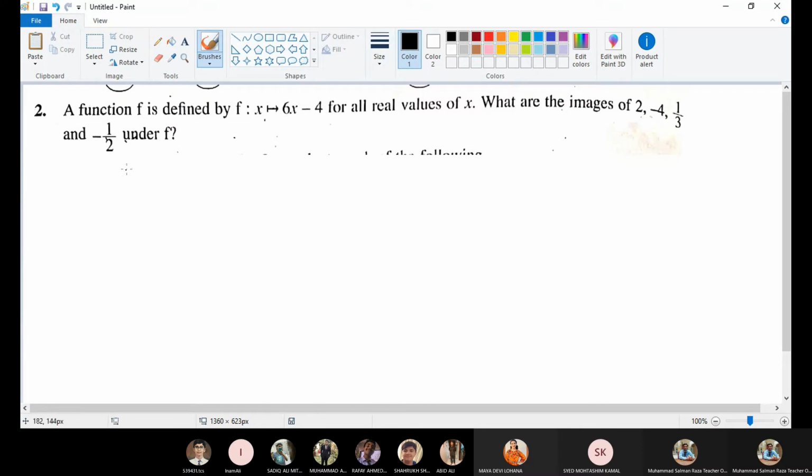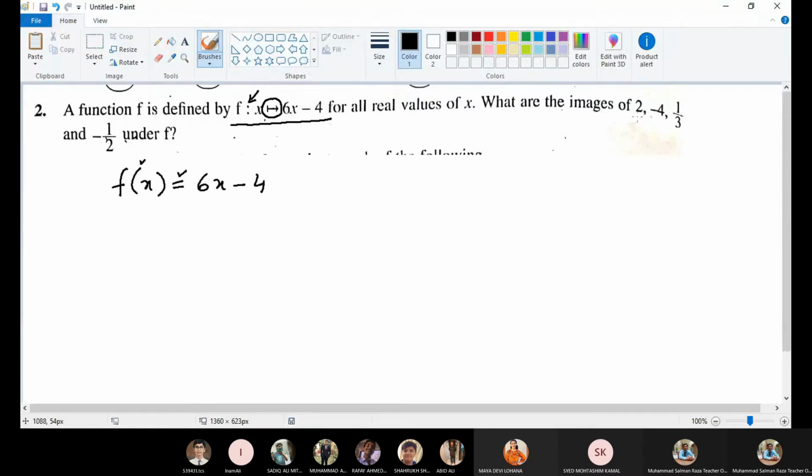The very first thing is I'm going to write it like this: f of x is equal to 6x minus 4. Whenever things are mentioned like this, this colon sign will disappear and a bracket will be introduced, where this whole sign will disappear and an equal to sign will be introduced. So f of x is 6x minus 4.